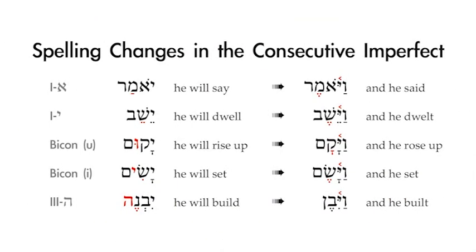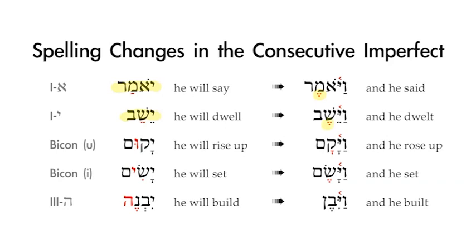There are a few verbs that experience minor spelling changes with the prefixing of the waw consecutive. Let's look at those together. Here we have spelling changes in the consecutive imperfect. We'll begin with the I-aleph category. This is the type 3 I-aleph verb, yomar. When prefixed with the waw consecutive, the stem vowel changes to segol. That shouldn't give you any trouble in identifying the form. With the I-yod verb, yeshev, once again the stem vowel changes to segol.